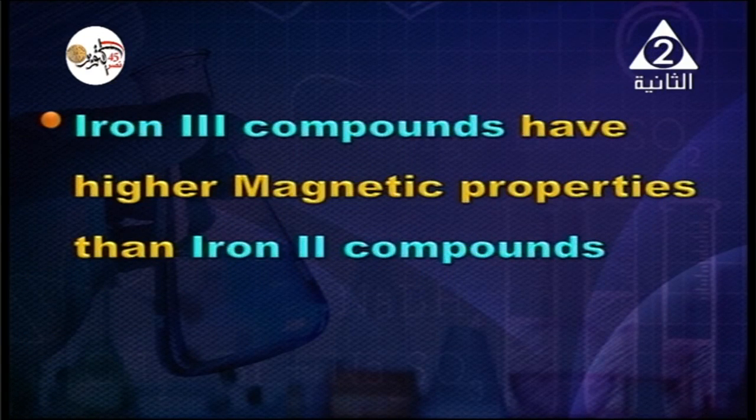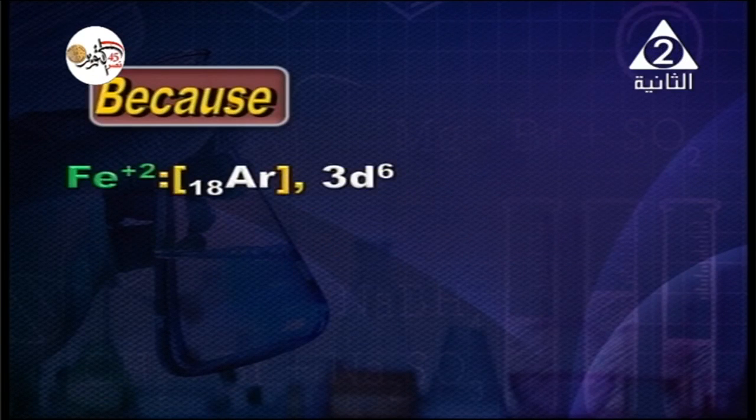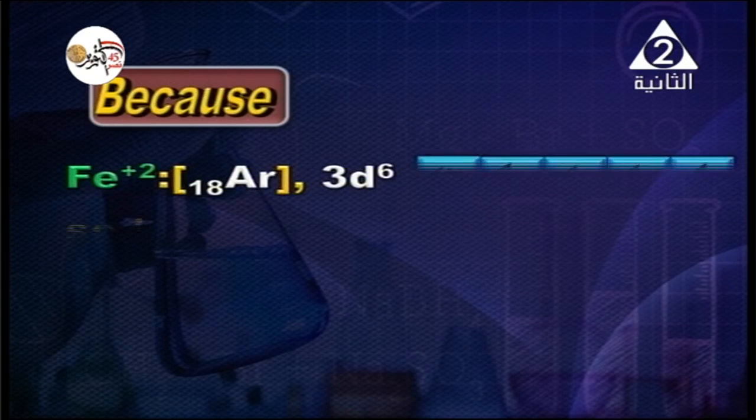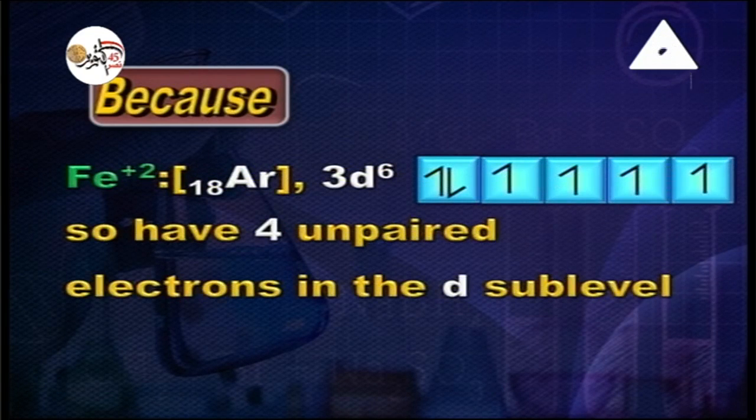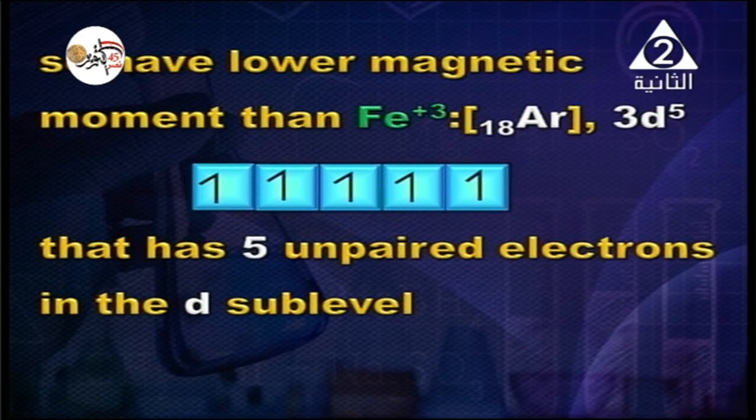Next point. Iron(III) compounds have higher magnetic property than iron(II) compounds. The reason for that: Fe2+ has electronic configuration [Ar] 3d6, so it has 4 unpaired electrons in the d sublevel, so it has lower magnetic moment than Fe3+, which has electronic configuration [Ar] 3d5 with 5 unpaired electrons in the d sublevel.